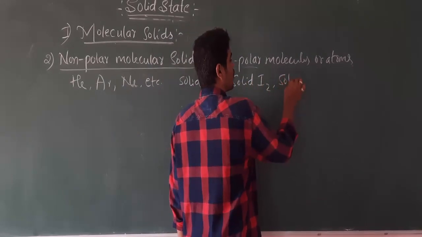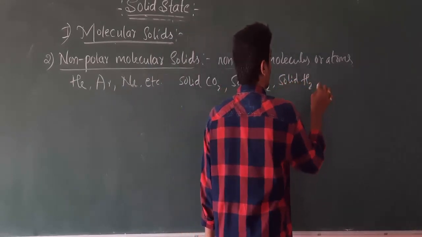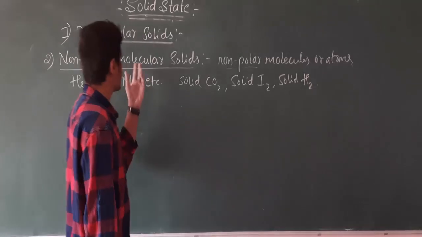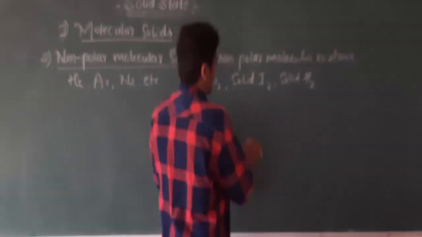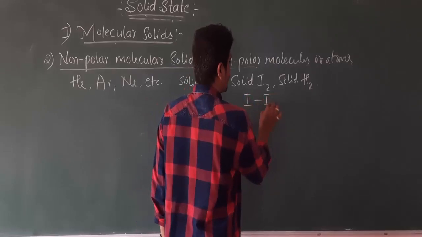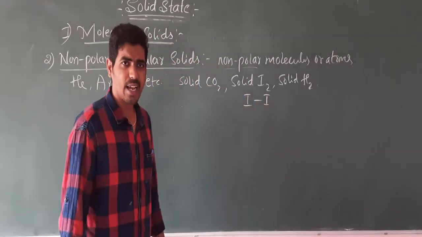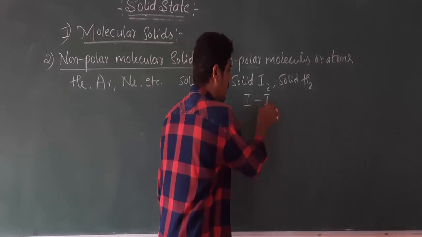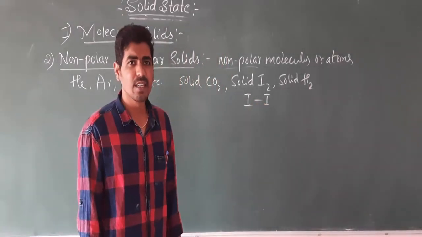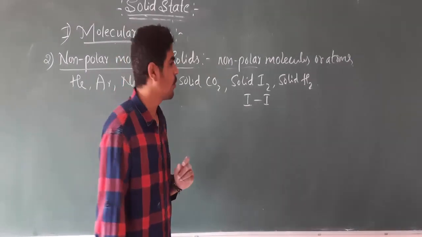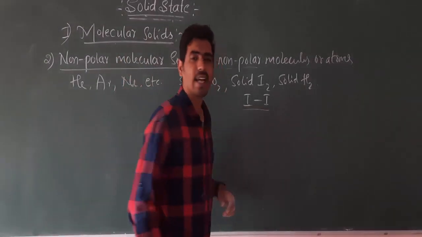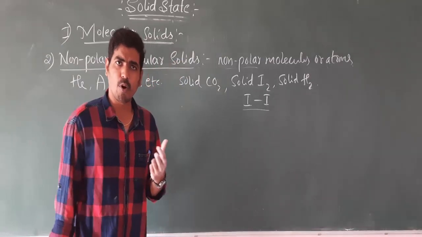solid H2, these are all examples of non-polar molecular solids, because here in I2 the bond is present between I and I, hence both have the same electronegativities. Due to that, the net dipole moment will be 0, and hence this is considered as a non-polar molecule.